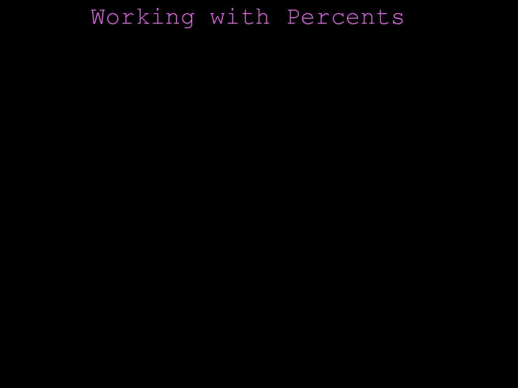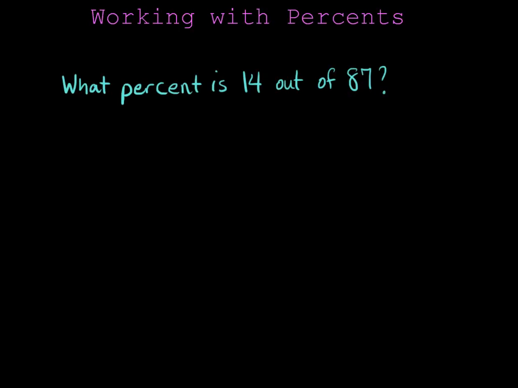Hi, in this video I'm going to show you a small shortcut that you can take when you're asked to find the percent. So let's do an example. What percent is 14 out of 87? Now, neither of these two numbers are nice round numbers, so we can kind of guess that the answer is going to be a messy decimal.